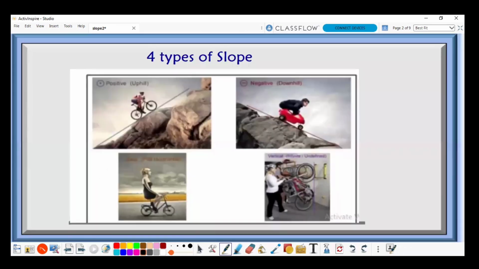There are actually 4 types of slope. We have the positive slope. Our slope will be positive if it goes uphill. It will be negative if it's downhill, or if it's going down. Our slope will be 0 if our line is a horizontal line, and it will be undefined if our line is a vertical line.